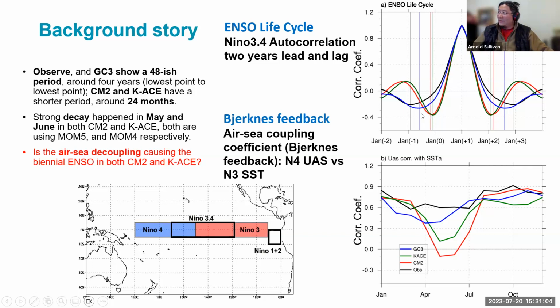Here we show the ENSO life cycle. The black curve is from the observations. The two lowest points represent the ENSO period, so it's about 4 years. The blue curve from the middle office one, the HadGEM3, is also about 4 years. But if you look at the red and green, the lowest point is pretty short, about 2 years. So in our model and the Korean model, the ENSO period is pretty short, only 2 years.